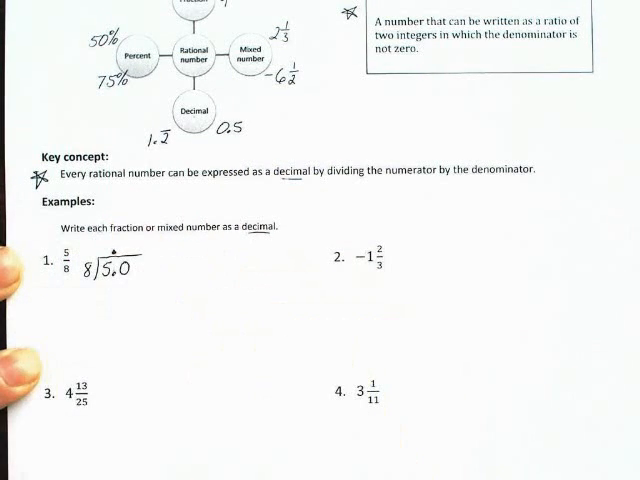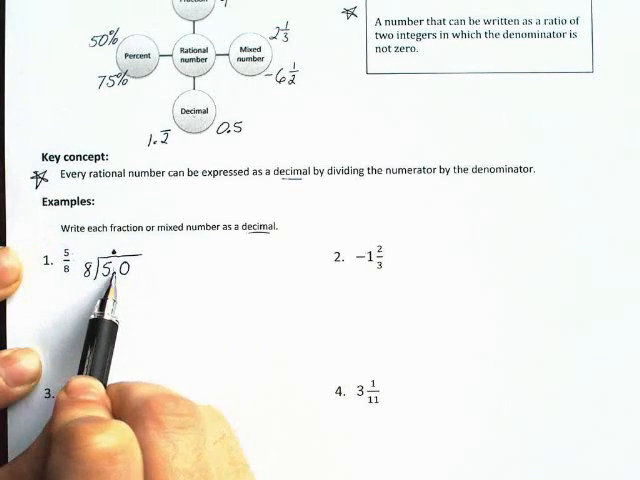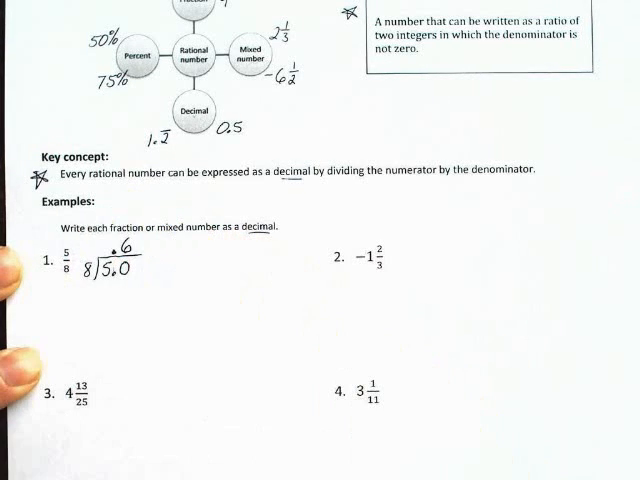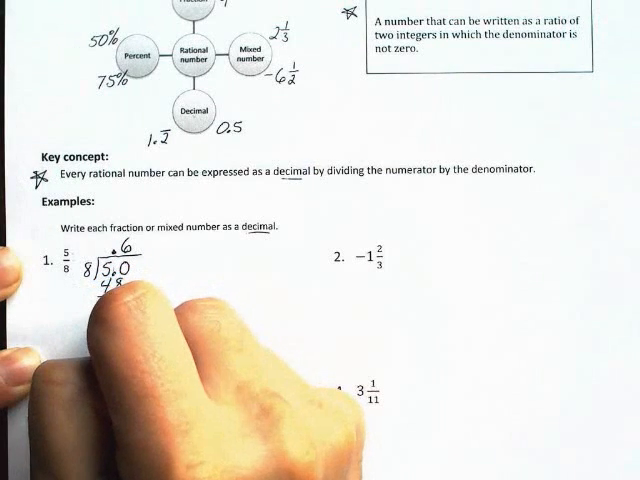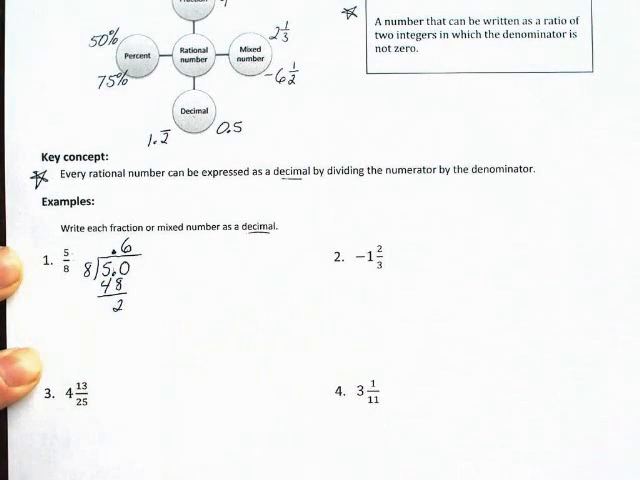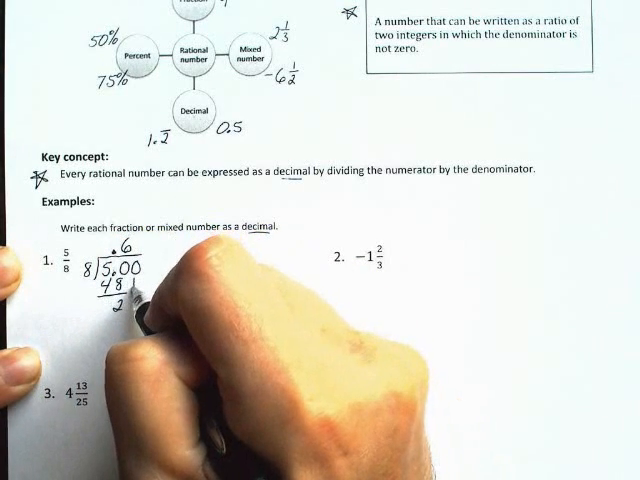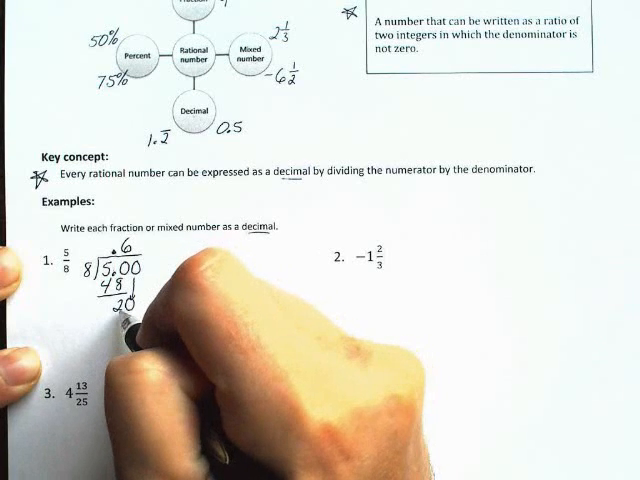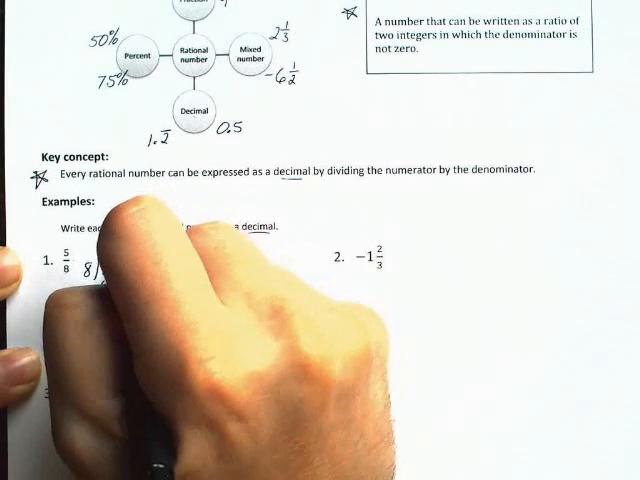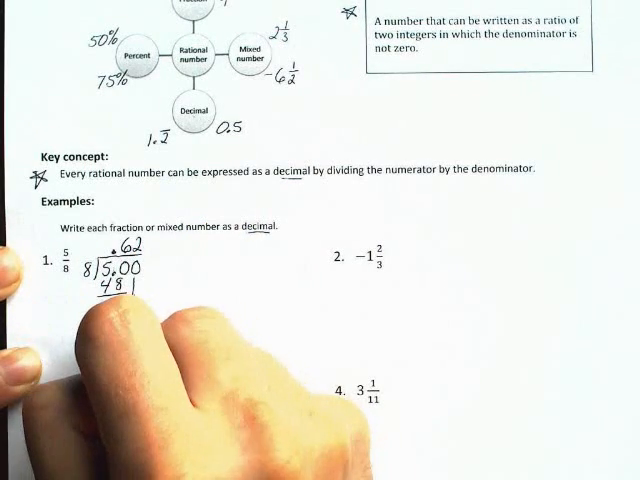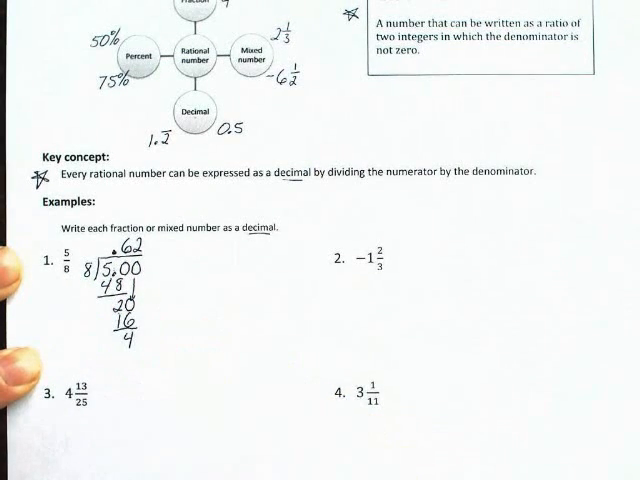add a 0 into the problem, and now instead of 5, there's a 50. And we can divide 8 into 50 6 times. 6 times 8 is 48. Subtract 2. Okay. Now add another 0 into the problem and bring that 0 straight down next to the 2 to create the number 20. 8 divides into 20. How about 2 times? 2 times 8 is 16. And subtract. That's 4.